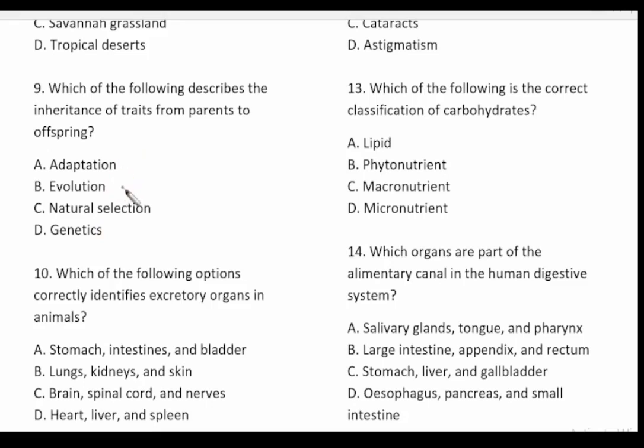And then evolution discusses the series of changes that has taken place in organisms for millions of years, for a very long period of time. And natural selection discusses the types of traits that have been picked randomly by embryos when fertilization takes place. But the way the organism gets to inherit what is being sent to it from the parent is what we refer to as genetics.